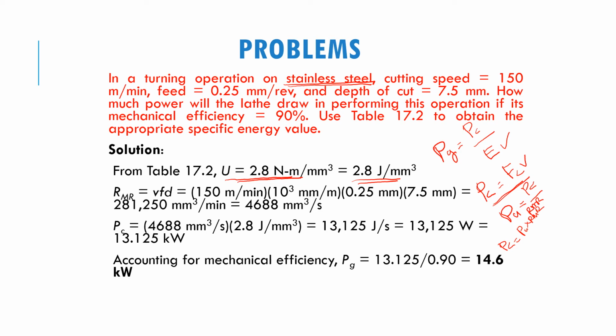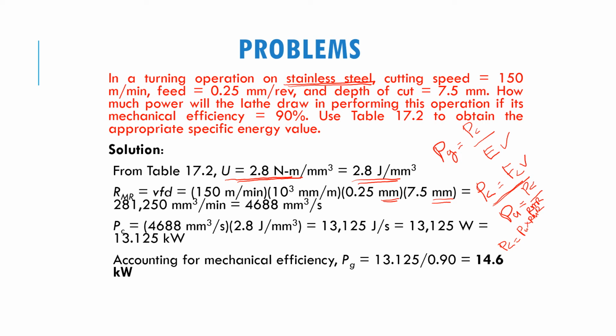So now the only thing that you don't have is RMR, right? RMR equals V F D. So you just calculate this one. You have to convert it because it is 150 meter per minute. So you have to make sure the units are the same for all. Let's say it is mm, so everything is supposed to be in mm.